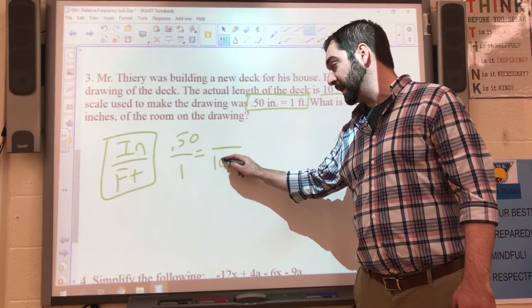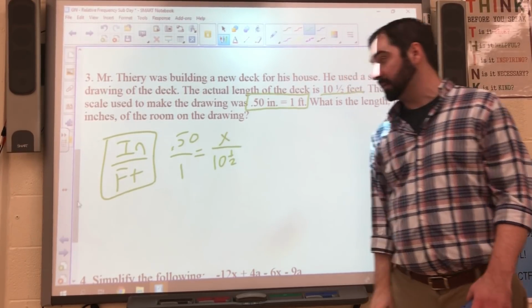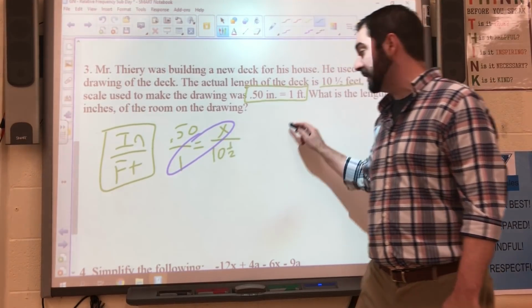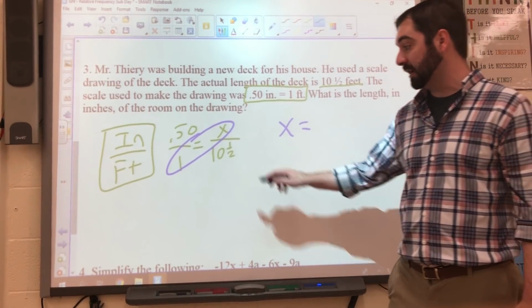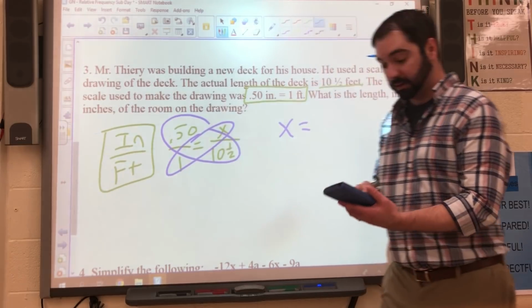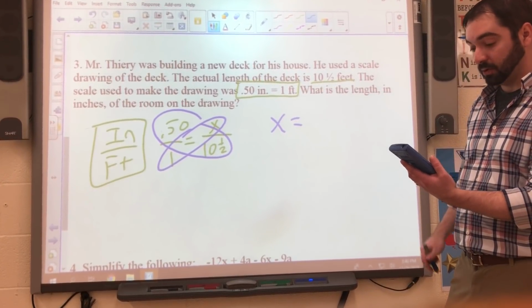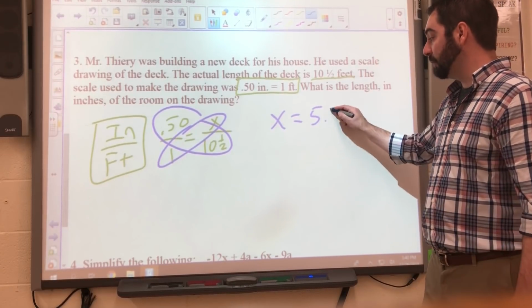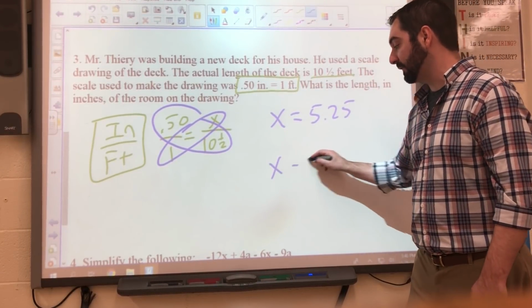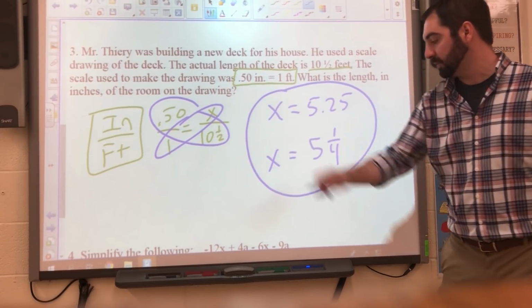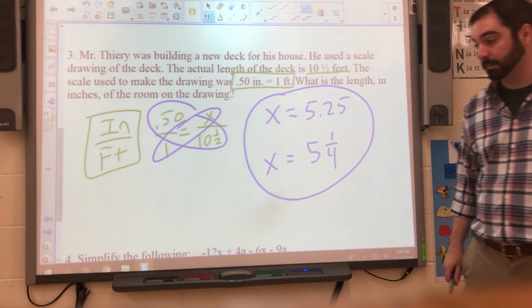Well, I have feet on the bottom, so I'm going to put 10.5 down there. X is my variable to solve for. Again, just like yesterday, all you have to do is cross multiply. You get 1x, which is our goal, to get x by itself. Cross multiply in a calculator, 0.50 times 10.5 gives us 5.25, or if you left it as a fraction, 5 1/4. So either answer is acceptable, 5.25 or 5 1/4.